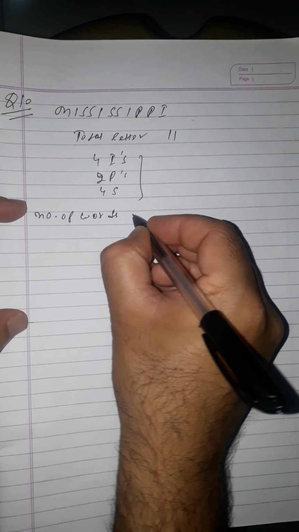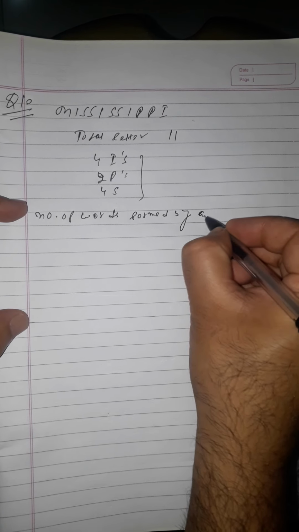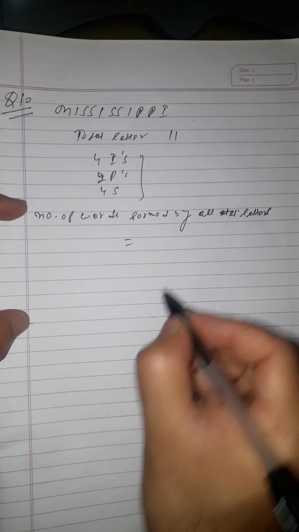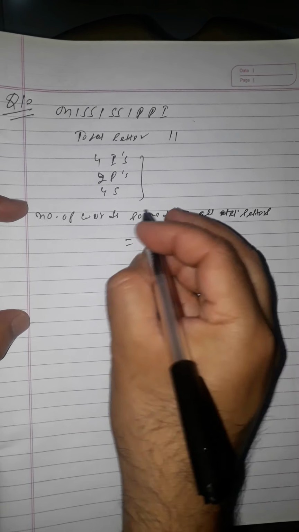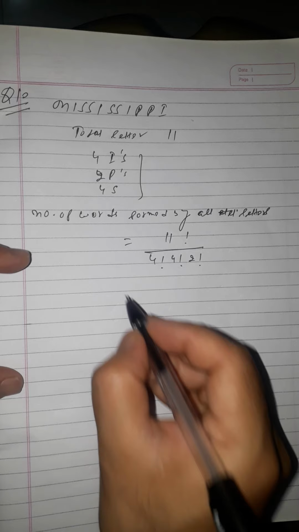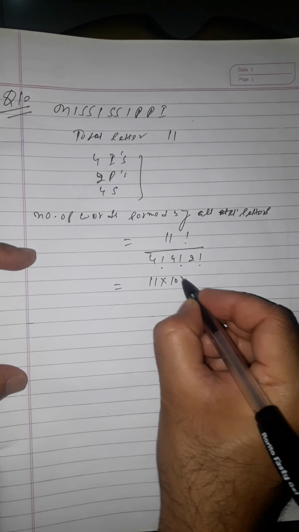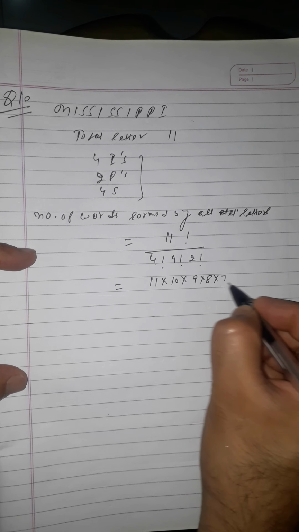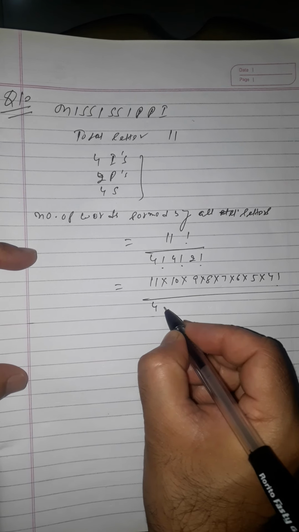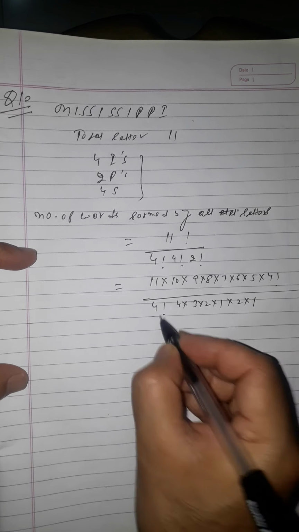So, the number of words formed by all letters will be equal to 11 factorial upon 4 factorial, 4 factorial, 2 factorial. We will make use of theorem number 1 that I have told you. This is 11 into 10 into 9 into 8 into 7 into 6 into 5 into 4 factorial upon 4 factorial, 4 into 3 into 2 into 1 into 2 into 1.